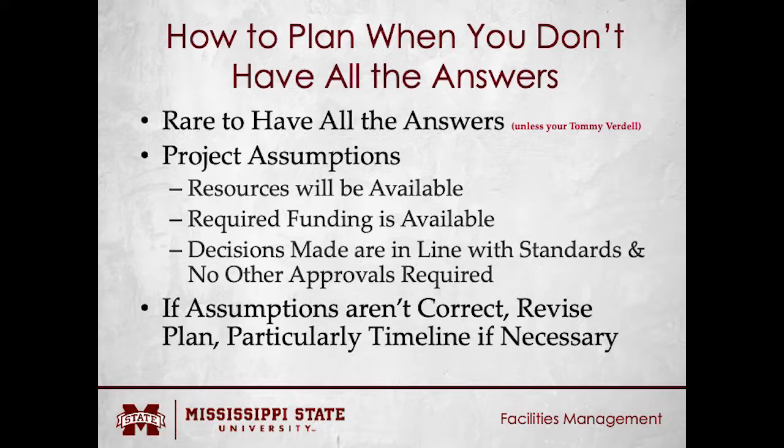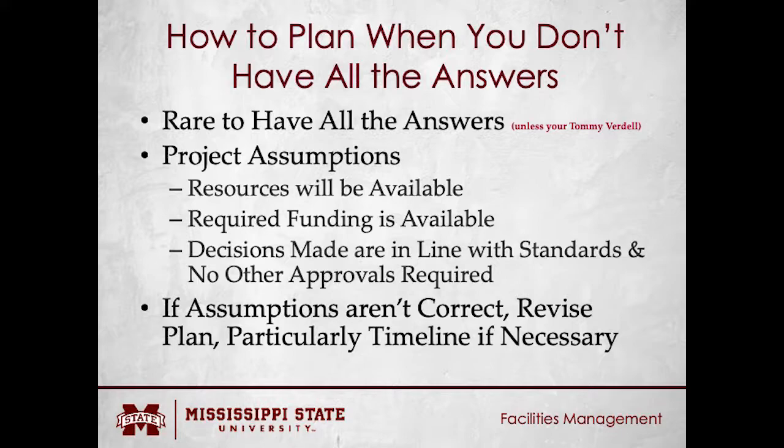Okay, project assumptions. Make sure that the resources are available, number one. Make sure that required funding is available. Okay, they gave us a directive to get this done. They didn't give you an account number. They want it done by tomorrow. Required funding is available? Yes, move forward. Required funding is not available? We need to back up, regroup, and communicate to the higher ups, hey, that's a no-go.